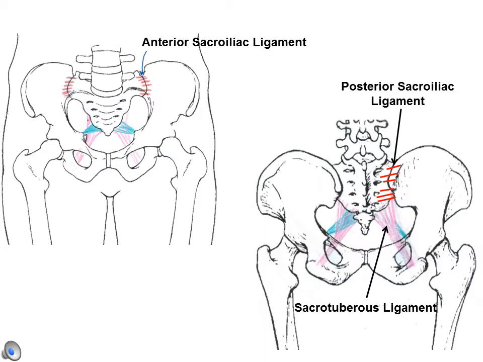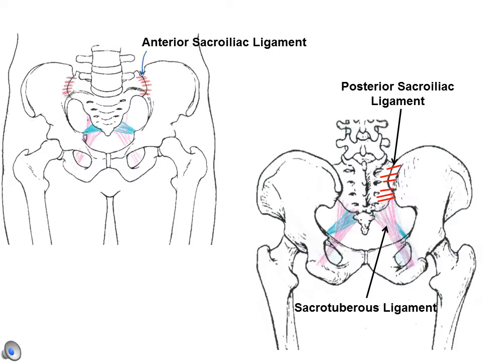Notice there are two other ligaments drawn in. The one that's drawn in pink is called the sacrotuberous ligament, and it runs from the sacrum to the ischial tuberosity. The one drawn in blue is called the sacrospinous ligament, and it goes from the sacrum to the ischial spine of the ischium.